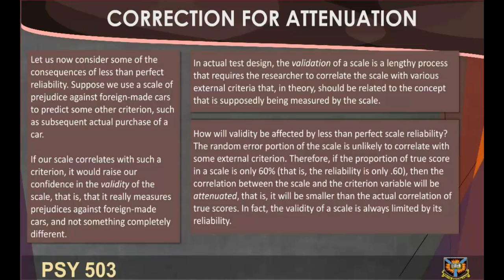The random error portion of the scale is unlikely to correlate with some external criterion. Therefore, if the proportion of true score in a scale is only 60%, that is, the reliability is only .60, then the correlation between the scale and the criterion variable will be attenuated. That is, it will be smaller than the actual correlation of true scores. In fact, the validity of a scale is always limited by its reliability.